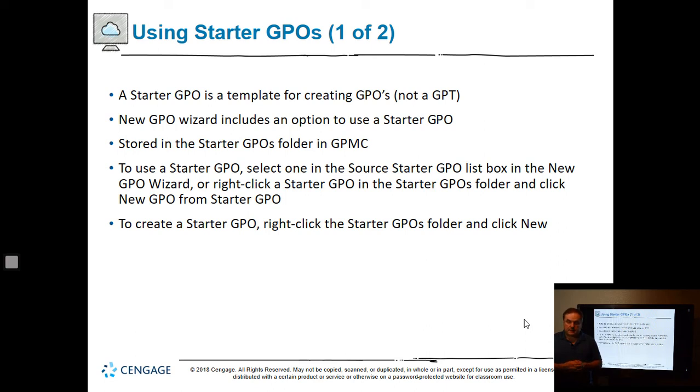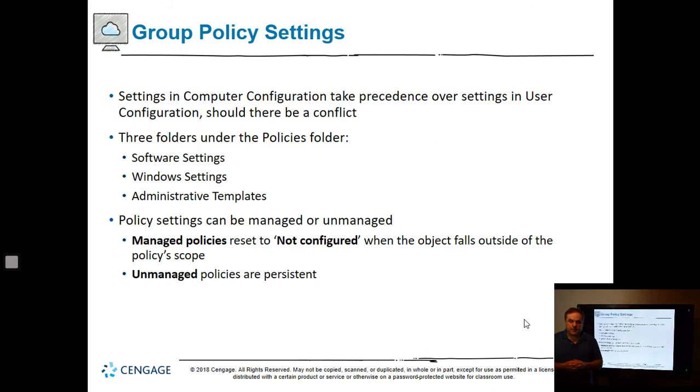Or right-click a starter GPO and click New GPO from Starter GPO. So you can make a copy of the starter GPO. And to create a starter GPO, right-click a folder and click New.